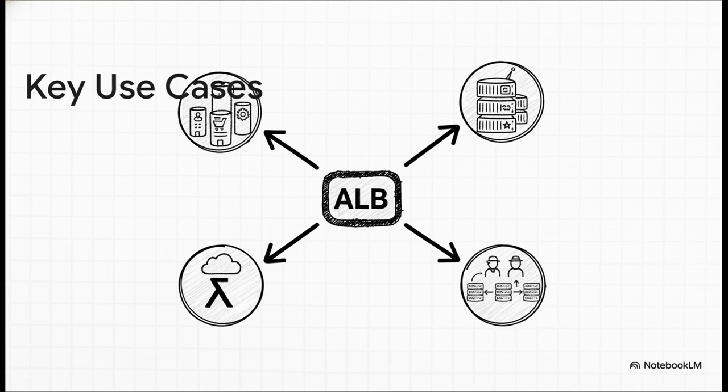If you're running microservices, say for an e-commerce site, you can send requests for /users to your login service and /orders to your shopping cart service, all from one single load balancer. Running containers? No problem. The ALB can route traffic to a bunch of different containers on the exact same machine. It can even route requests directly to serverless Lambda functions. It is literally built for the way we build applications today.